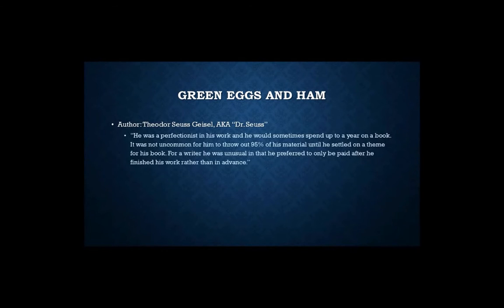Dr. Seuss. I looked at some information on him, and I found this statement. Again, information about the author and about his context will help you interpret the book, even something as simple as Green Eggs and Ham. I found this statement, which I think is interesting. He was a perfectionist. He would sometimes spend up to a year on a book. Really? Well, what does that tell you about him? He wasn't just writing a simple children's book. He had a purpose behind it. It took him a year to write it. Okay? It wasn't uncommon for him to throw out 95% of his material, et cetera, et cetera.